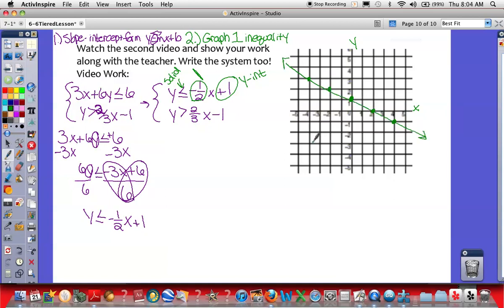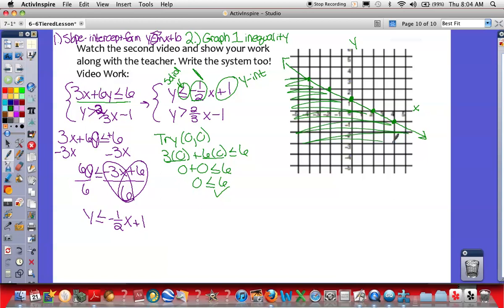Now we need to try an ordered pair. It's not just this line, it's everything less than or equal to. So we need to try an ordered pair. I like to try 0, 0 if at all possible. So let's try 0, 0. We're going to plug it into our original to see if it works. So we have 3 times 0 plus 6 times 0 is less than or equal to 6. 3 times 0 is 0 plus 6 times 0 is 0 is less than or equal to 6. So we have 0 is less than or equal to 6. That worked. Since 0, 0 is below it, we're going to shade everything below.